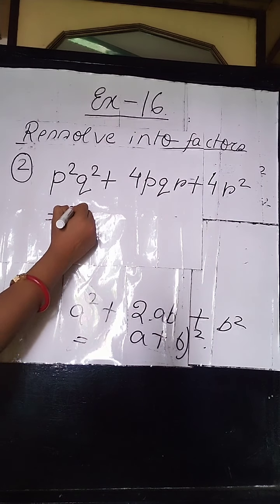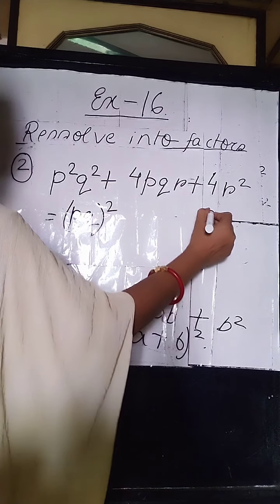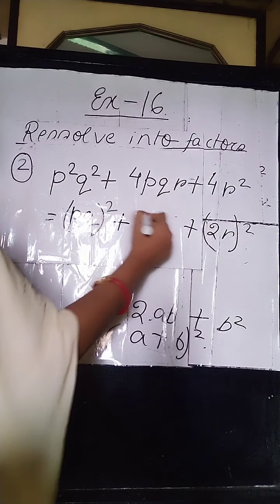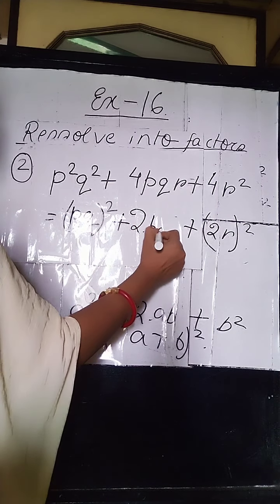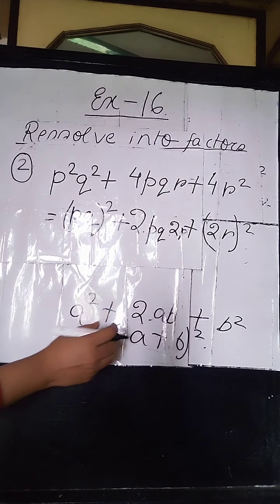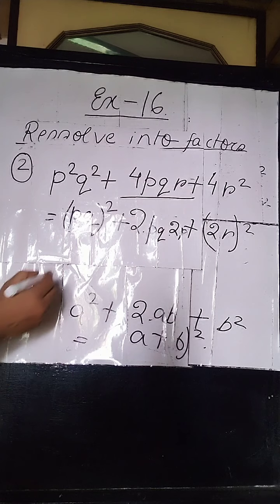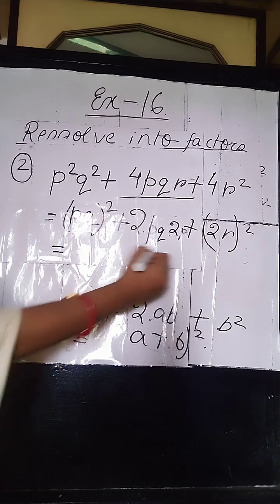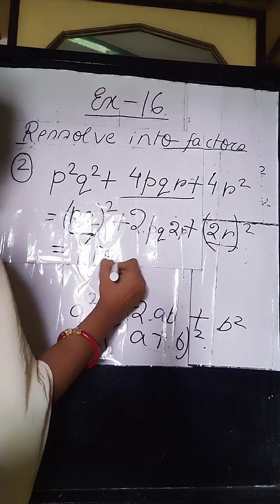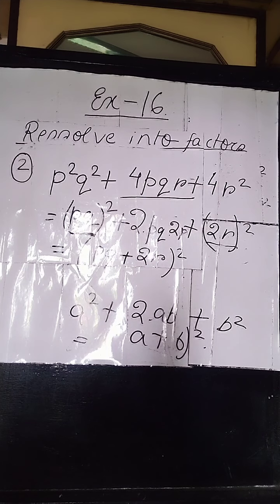So here a square means pq whole square, here b square means 2r whole square, and here 2ab means 2 into a into b. Here a means pq and b means 2r. Please check this, because 2pq into 2r gives you 4pqr. So the sum is being done correctly. So this is the formula of a plus b whole square. Here this is a and this is b. So pq plus 2r whole square. In this way we will solve the sums.